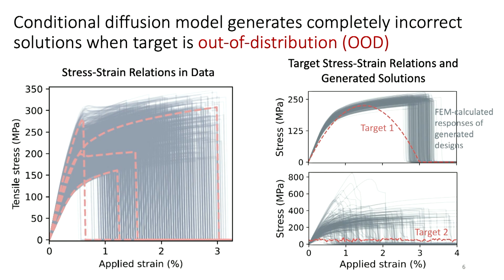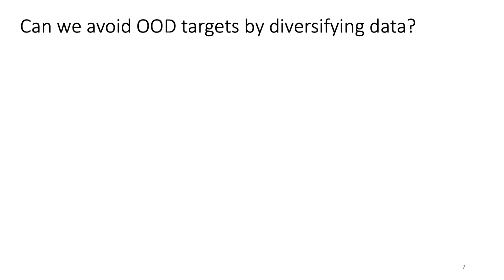So what is the problem here? Basically, the problem is obvious. We got an out-of-distribution prediction, right? So one straightforward question to ask is, can we avoid these out-of-distribution targets by simply diversifying our data set? The answer is no, and here's why.